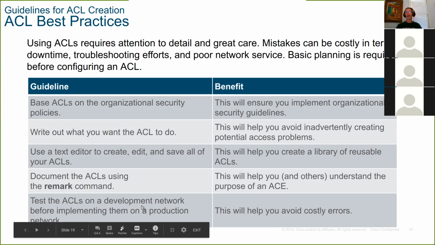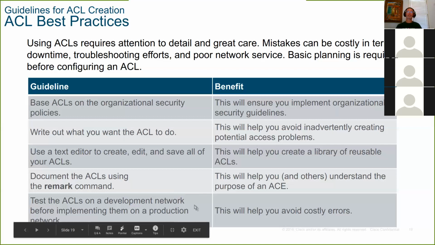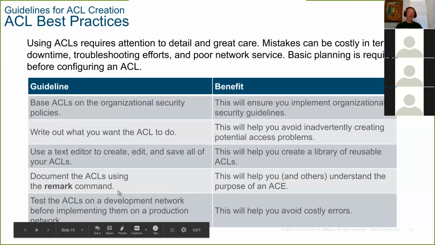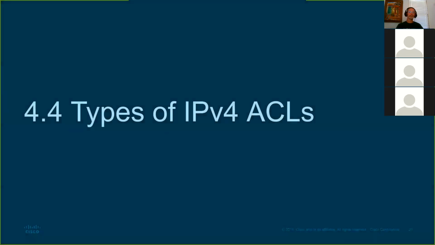Test the ACL on the development network before implementing it on a production network. Well, this is great for those of us that have Packet Tracer. You could build and test a whole bunch of scenarios, unless you can't generate the type of traffic you're trying to prevent. If you just put ACLs out on the production network without any real thorough testing, eventually you're going to find that you missed something, and it could be a costly error.